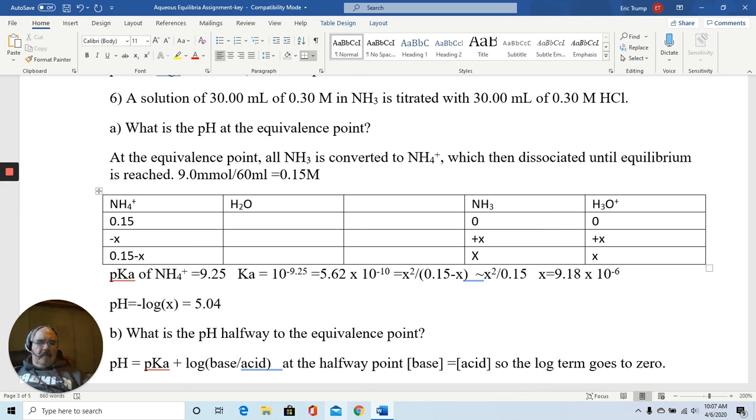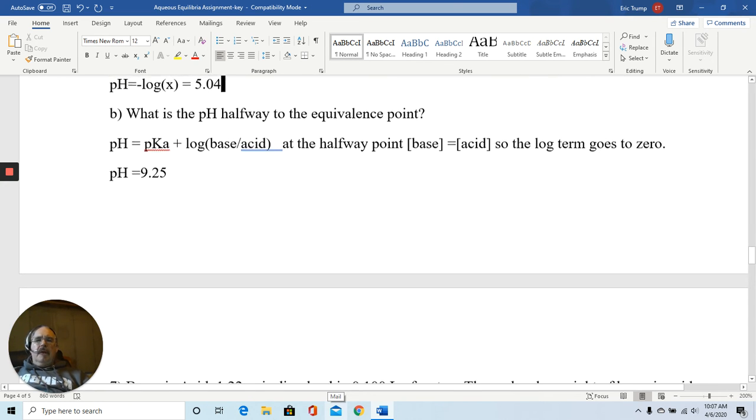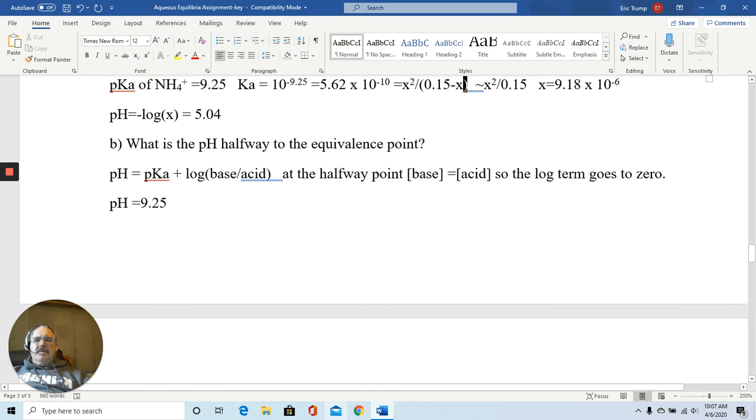All right, halfway to the equivalence point. We could set up another ICE chart, but we could also recognize that we're in the buffer region, and we have converted half of the ammonia to its conjugate acid. So that means that the acid and base concentrations are equal. So this ratio is 1, log of 1 is 0, pH equals pKa.